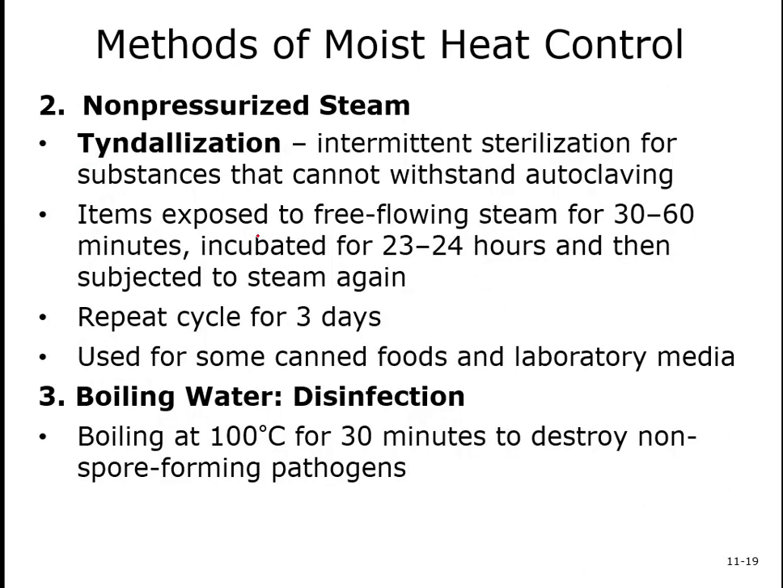Some materials are too sensitive to go in the autoclave, so there are some other moist heat methods. We could do tyndallization, which is basically intermittent, on and off exposure to steam: 30 to 60 minutes on, about 24 hours off, and then repeat for almost a 3-day cycle. For example, canned food can be tyndallized, as can some sensitive laboratory equipment or media.